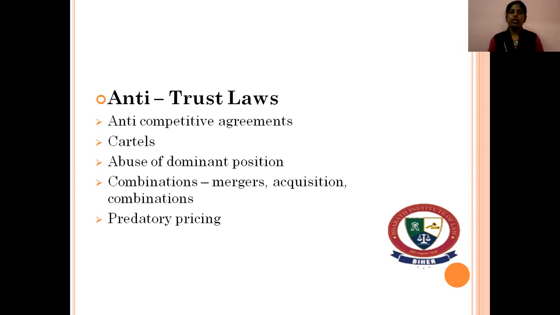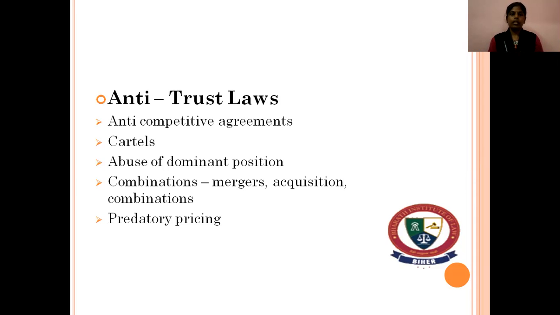And next is abuse of dominant position. That is, if any brand is in a dominating position in the market, that person will be doing some act in order to curb another person from entering the market. If such an act has taken place, that can be punished by the government.